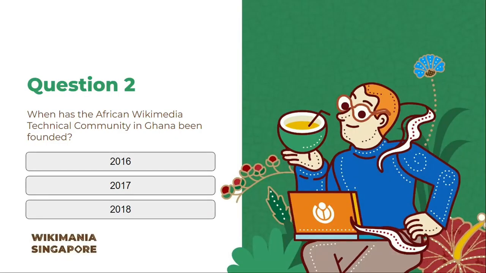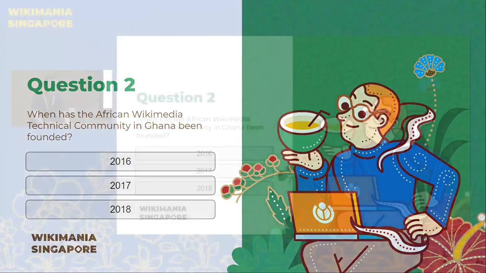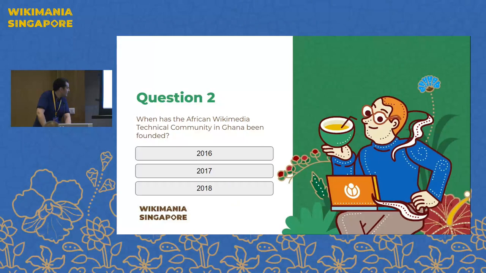So, question number 2. As we are talking about the creation of the African Wikimedia Technical Community in Ghana, when was this created? There is 2016, 2017, and 2018. Who says 2016? Who says 2017? Yeah, it's 2017.